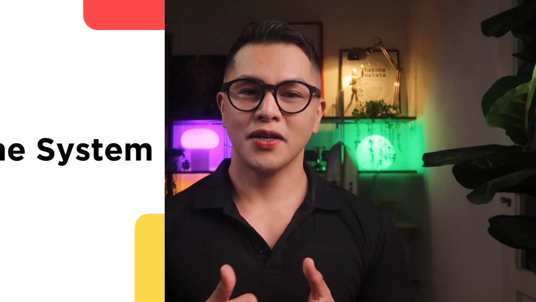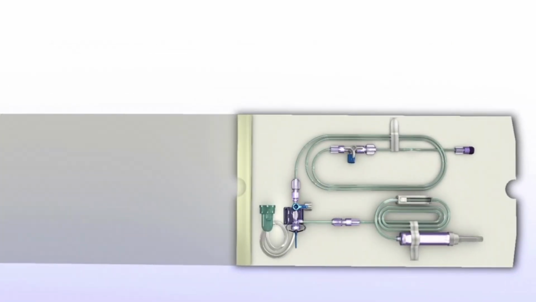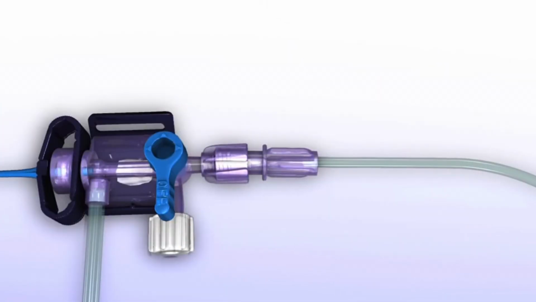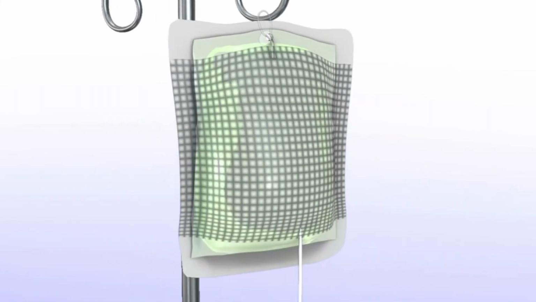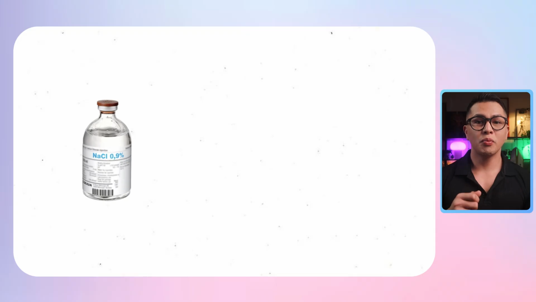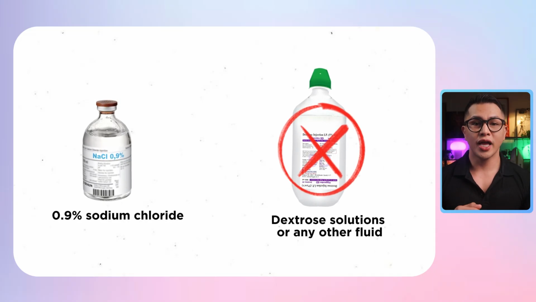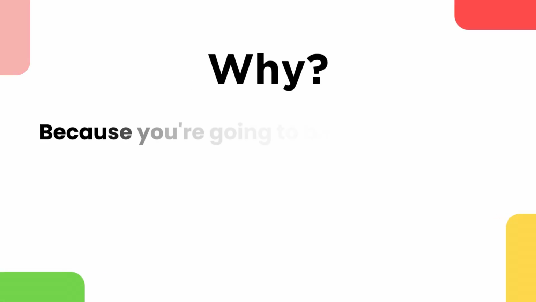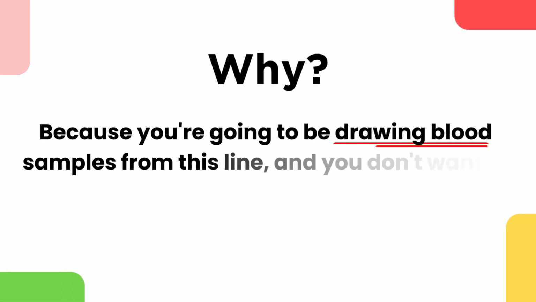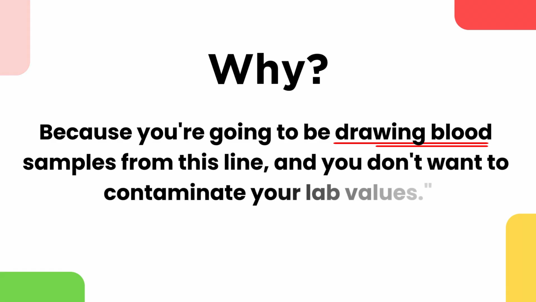Now, let's talk about setting up your arterial line system, because this is where most errors happen. And trust me, I've seen what happens when this goes wrong. First, your transducer system. This is your lifeline to accurate readings. You need your 500 ml bag of normal saline, and here's tip number 1 that nobody teaches you. Always use 0.9% sodium chloride. Never use dextrose solutions or any other fluid. Why? Because you're going to be drawing blood samples from this line, and you don't want to contaminate your lab values.